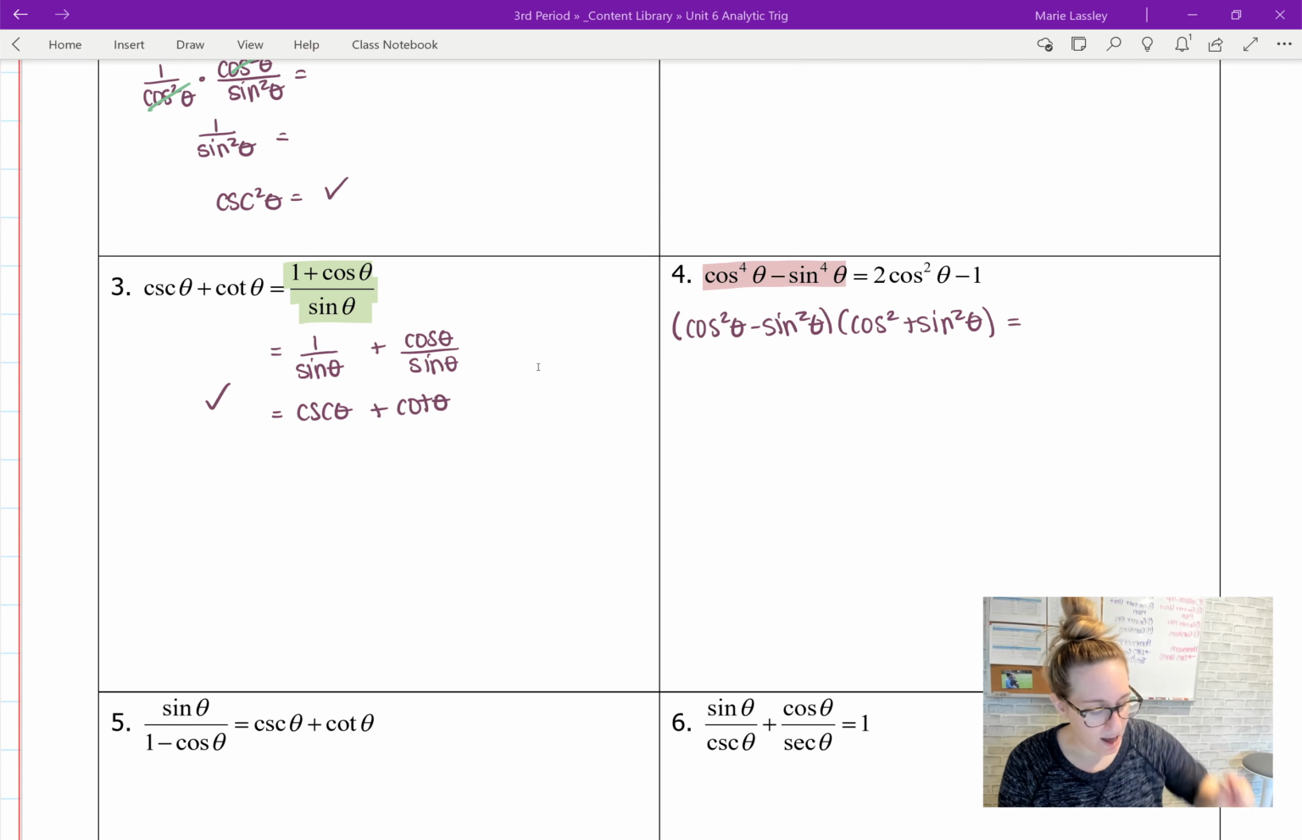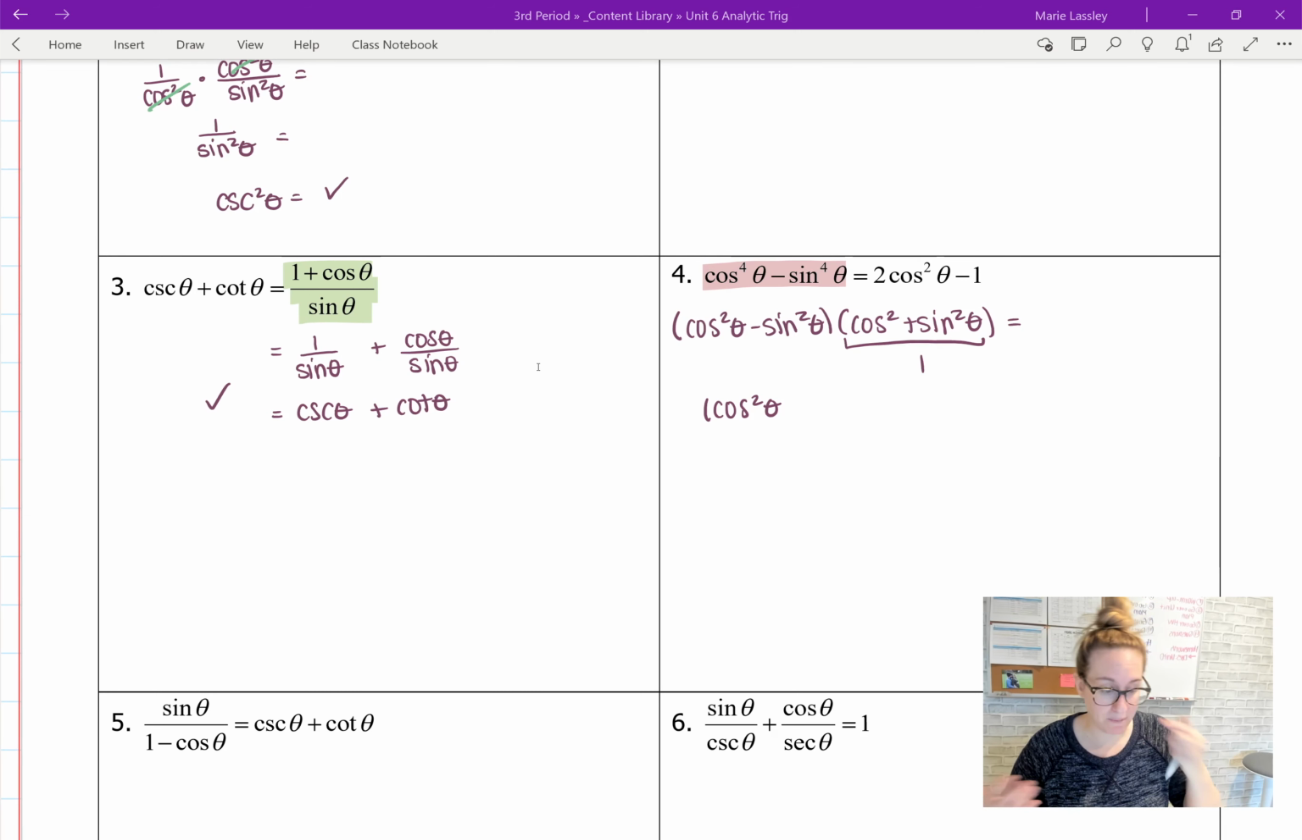All right, now I'm going to use my Pythagorean identity that says cosine squared plus sine squared equals 1. So this ends up being cosine squared minus sine squared times 1, which we know is just going to give us cosine squared minus sine squared.